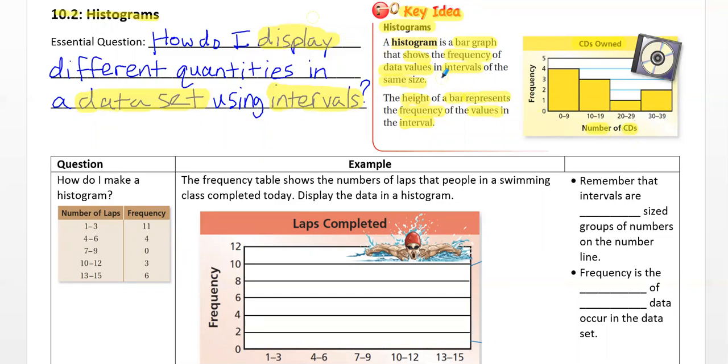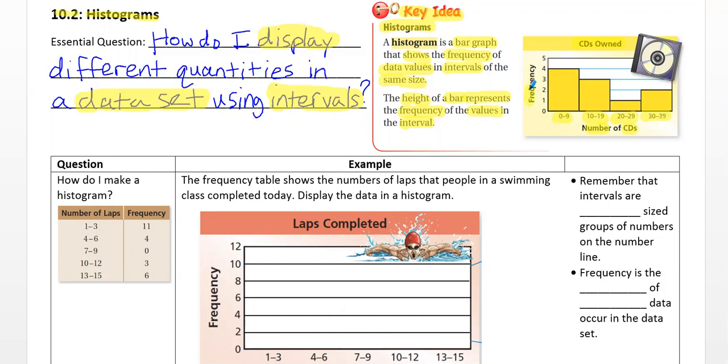I see that it says intervals of the same size. How big is this interval? 0 to 9 includes 10 numbers: 0, 1, 2, 3, 4, 5, 6, 7, 8, 9. 10 to 19, how many numbers are there? 10, 11, 12, 13, 14, 15, 16, 17, 18, 19. There's 10 numbers. So all of these ranges are 10. So these must be our intervals. Intervals are not just one number, but a range of numbers that are all the same size. Even though it says 0 to 9, that includes 10 numbers because it includes 0 as the first one.